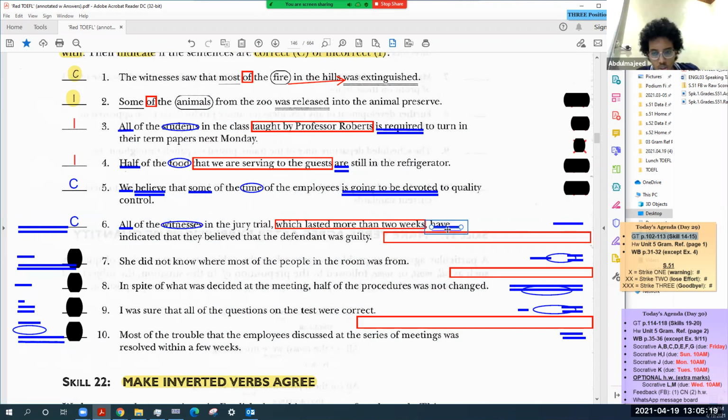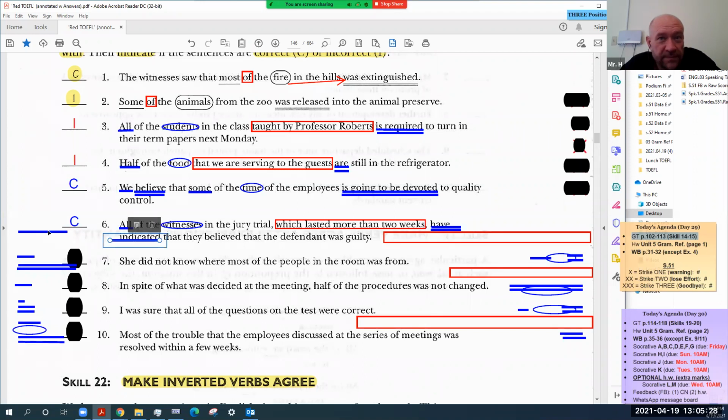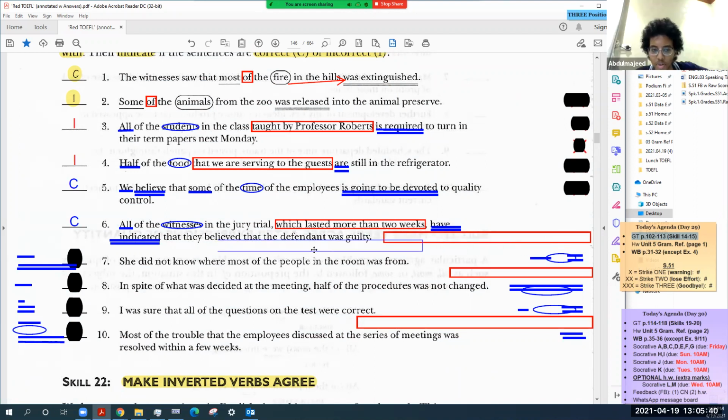Is that all of the verb? Have indicated. Exactly. So this has 2 parts, right? Yes. Two parts. Have indicated. Okay. And then what do you see here? That they believed that the defendant was guilty. Is it another reduced adjective clause?